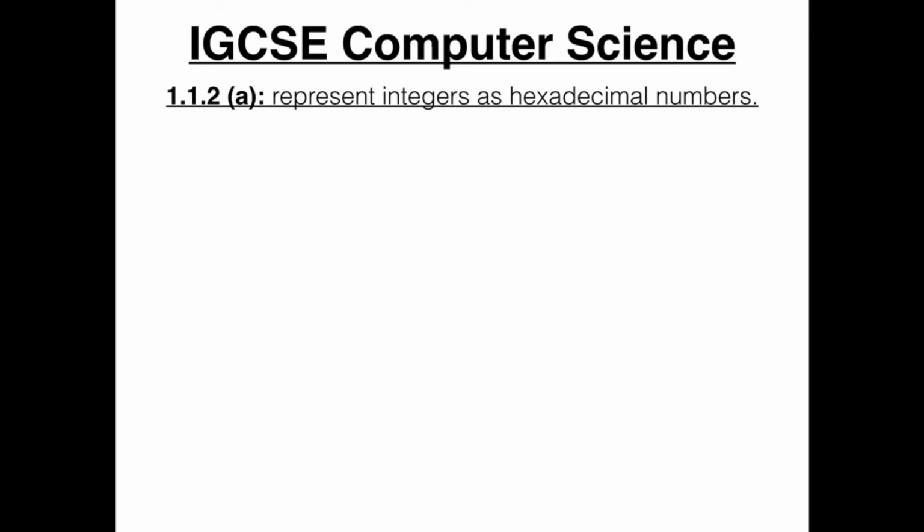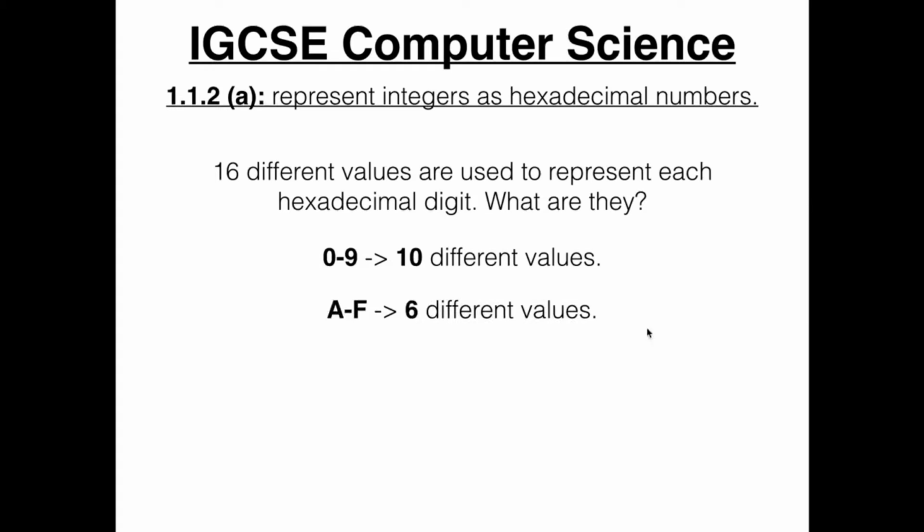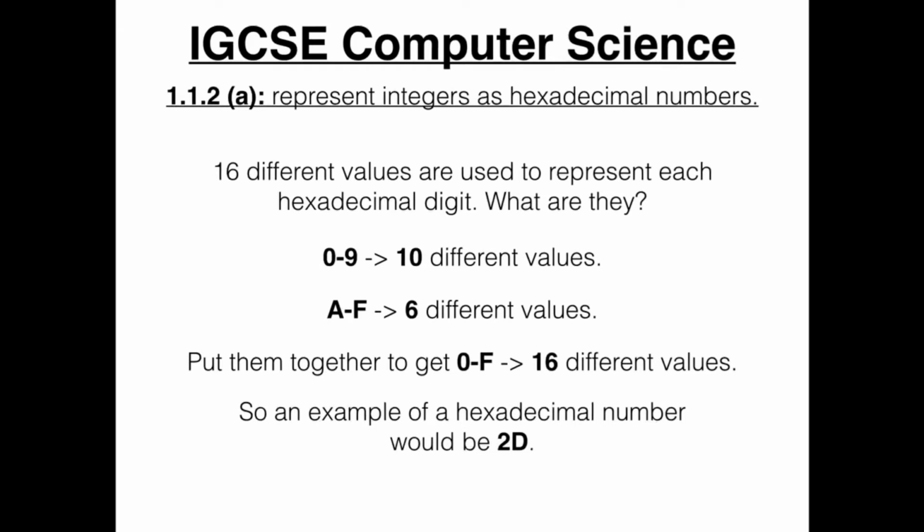So 16 different values are used to represent each hexadecimal digit. So what are they? Well, 0 to 9 gives us 10 different values. A to F, using letters now, gives us 6 different values. So if we put them together, we get 0 to F, which gives us 16 different values. So an example of a hexadecimal number would be 2D.